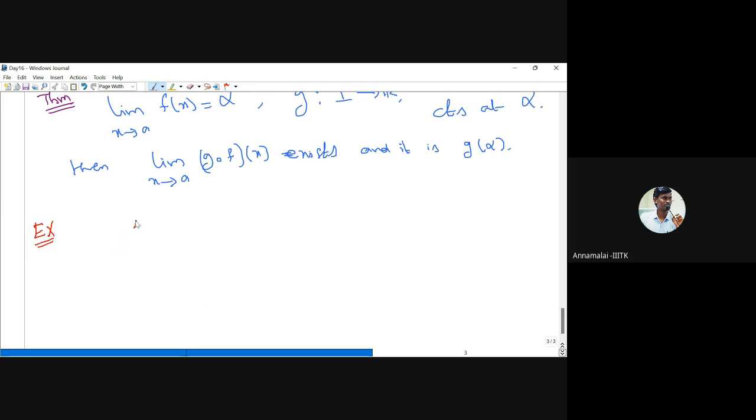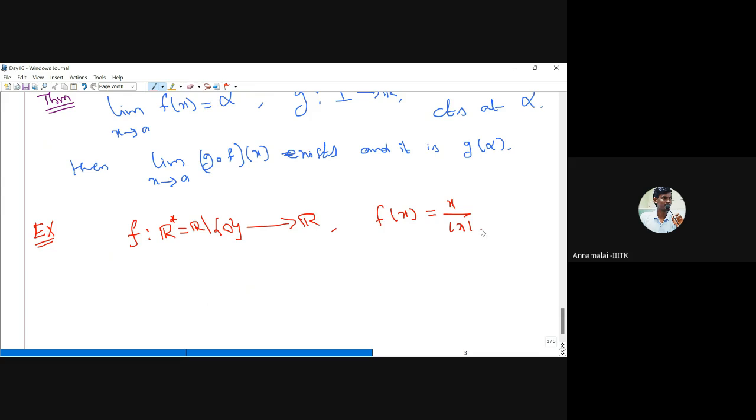Suppose we define f as a function from R star. So R star means what? We have to remove 0 from R. To R, we define a function from R star to R defined by f of x equal to x by modulus of x. Okay? X by mod x, that is a function.